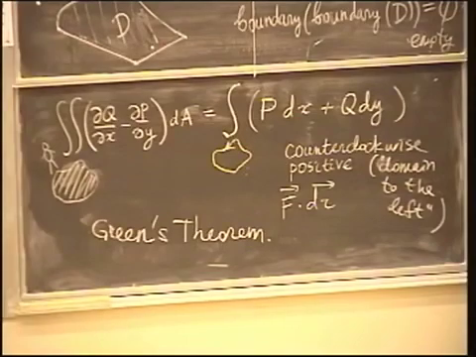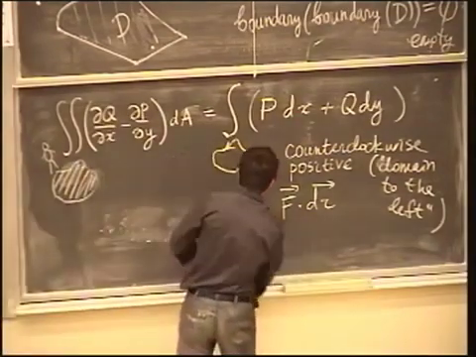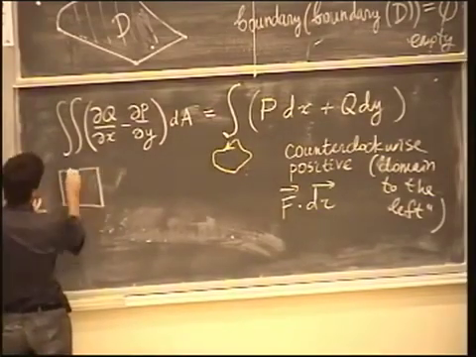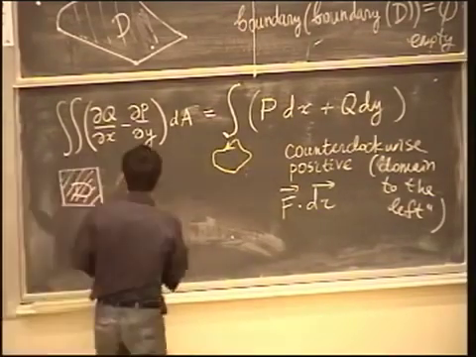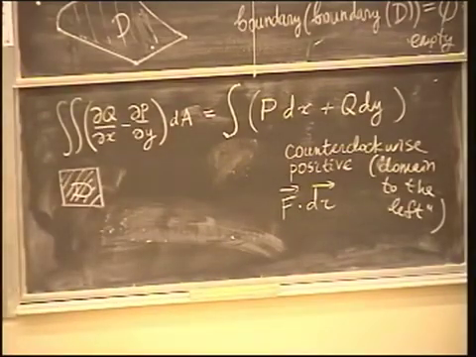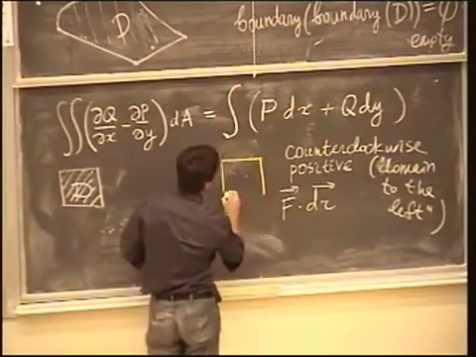No, we could apply Green's theorem to this one as well. Let's look at this example. Let's suppose that my domain here is a square. So this is my domain. I can apply Green's theorem to this domain, but then on the right-hand side, I will have the square as my boundary.